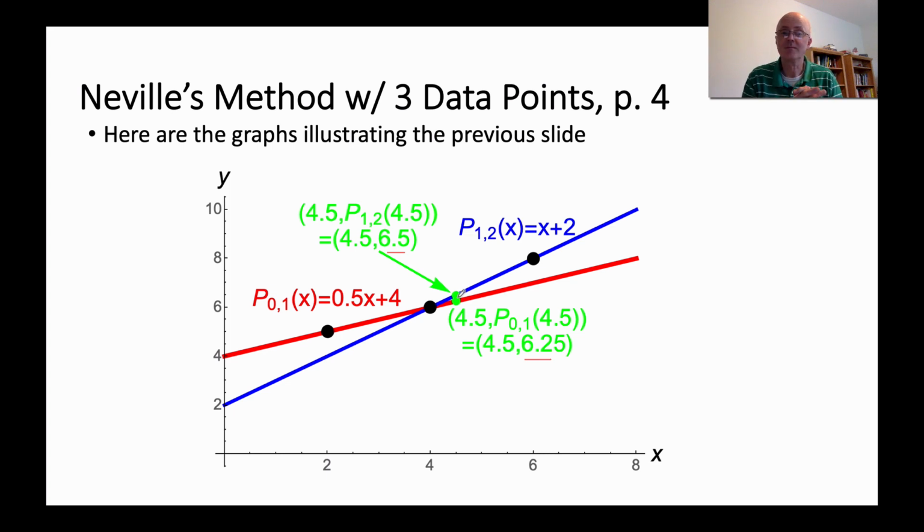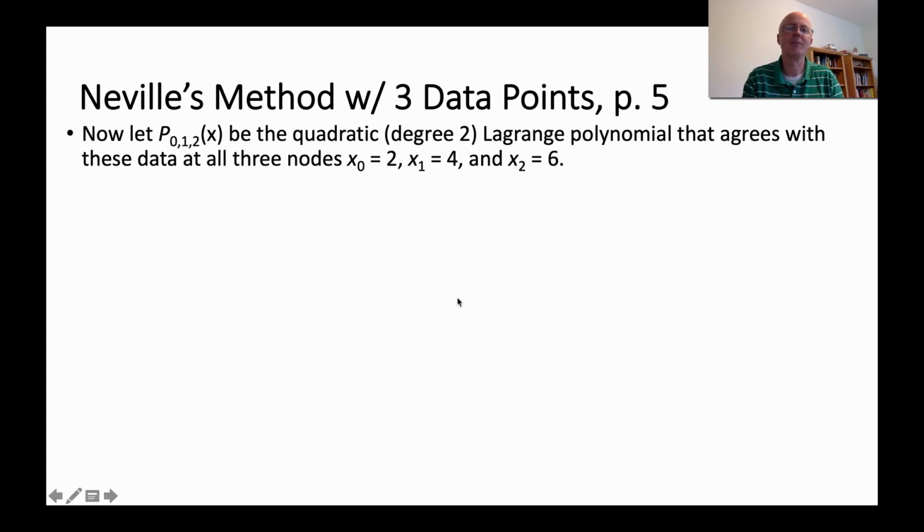For sure. You would hope your function's not doing anything too wild, so that both of them are, in a sense, hopefully pretty accurate. But now when we go on to our last polynomial, then we get what we would hope would be the most accurate, though again, it's not really a guarantee. But the notation continues. P sub 0, 1, 2 of x is now going to be a quadratic degree 2 Lagrange polynomial that agrees with the outputs of the function at all three nodes, the 0th node, the first node, and the second node. That's why we have the 0, 1, 2.